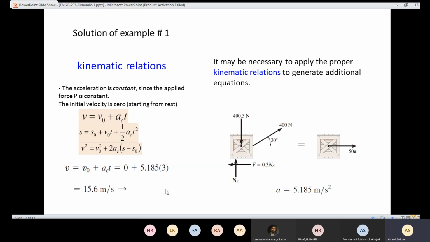So we finished that example. If you have any questions regarding this example, please ask.